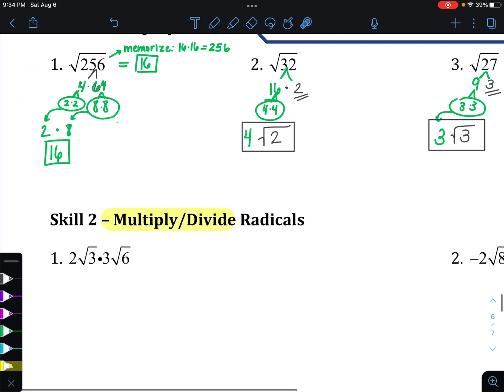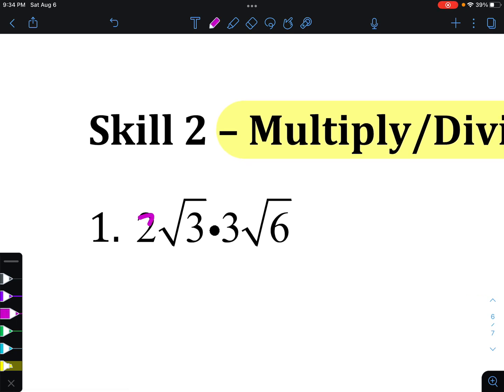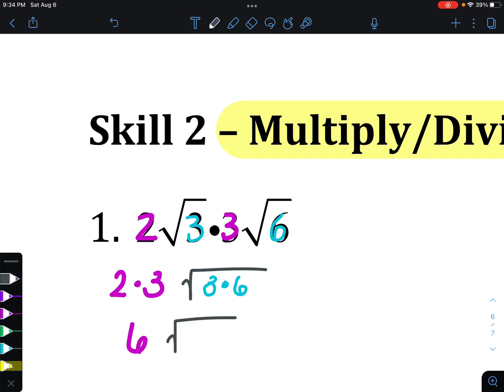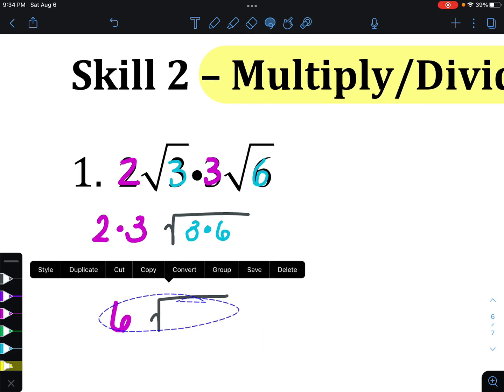Let's start with multiplication. So just like what I had said in that little box, we're going to take these outside numbers, the numbers that are outside of the radical. We're going to have 2 times 3, multiply them. Then we're going to take the numbers inside the radical, multiply them here, and then simplify. So 2 times 3 is 6, easy enough. We could multiply 3 times 6 and get 18 and then simplify that.